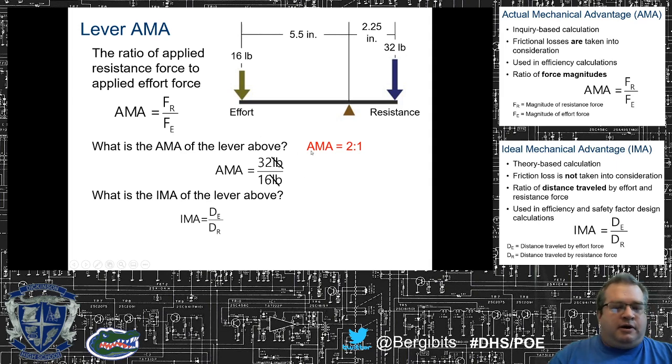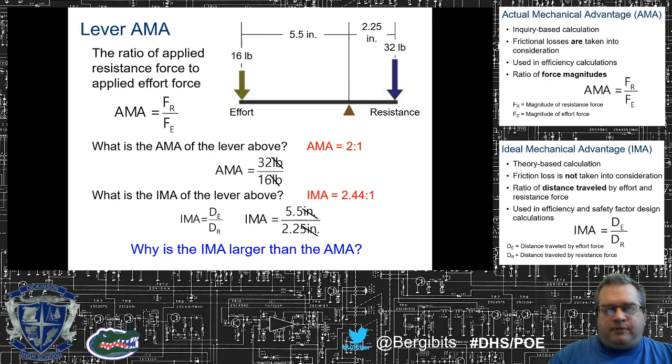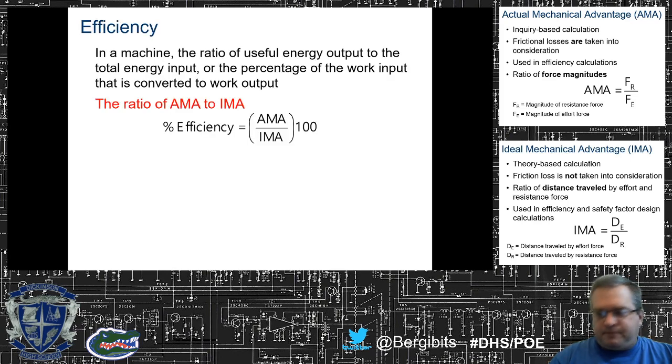Okay. So you have to go in sequence. All right. So 5.5 is your distance effort divided by 2.25. 2.44 to 1 is the ratio. Why is the IMA larger than the AMA? That's something you need to think about.